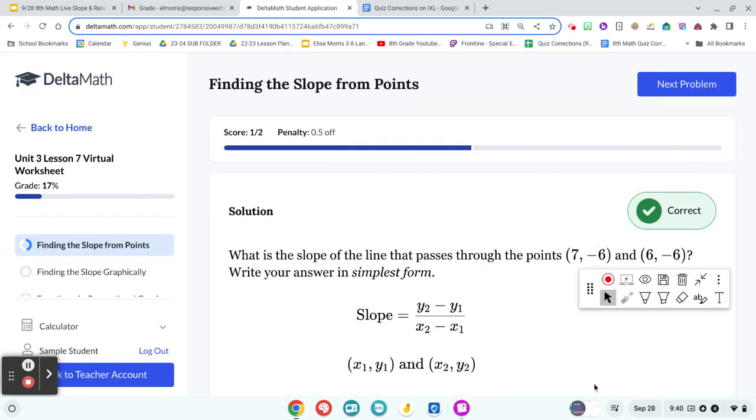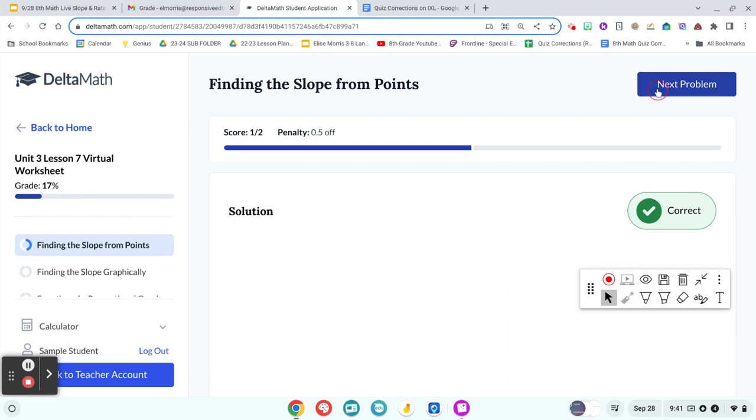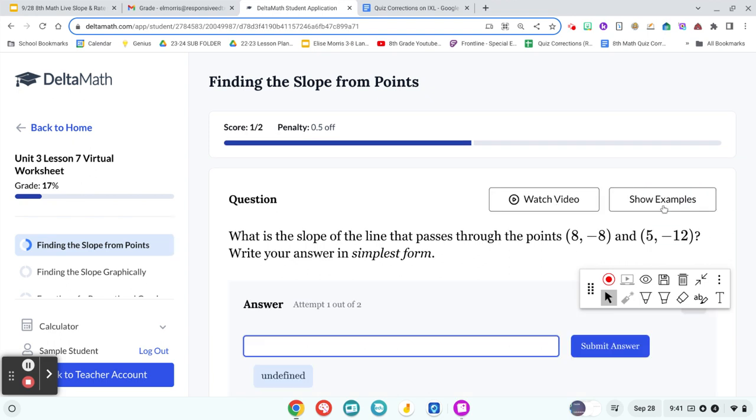Okay, if you want more examples, you can always click watch video or show examples and look for ones. I'll do one more here just because we've got some negatives. So, on your paper, you just jot this down. I am drawing what you would have on your paper. Okay, because you don't have these little highlighter tools.